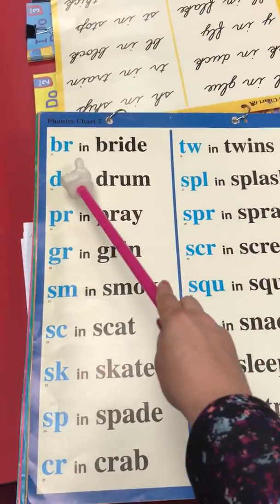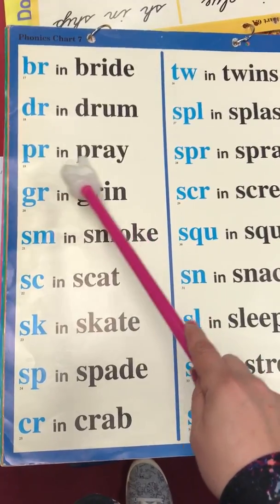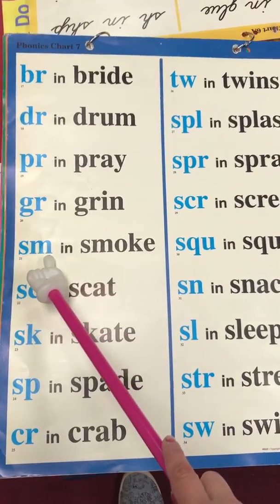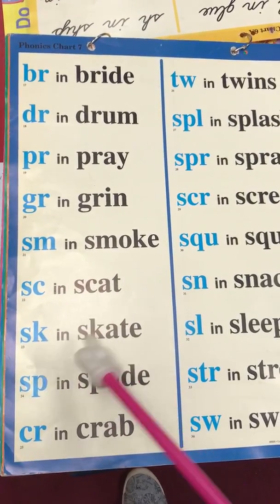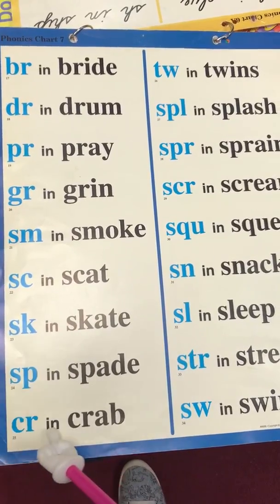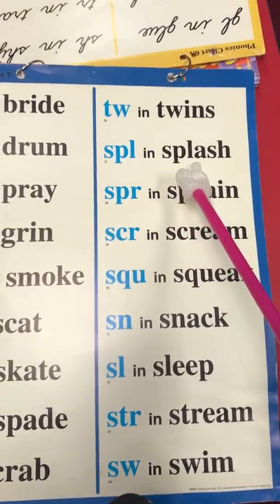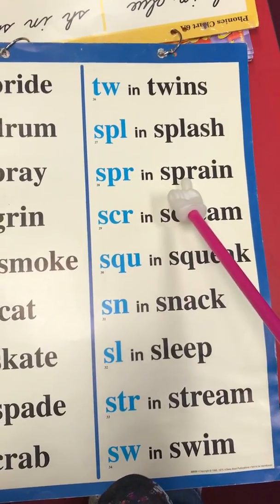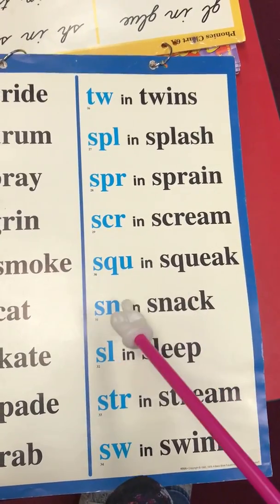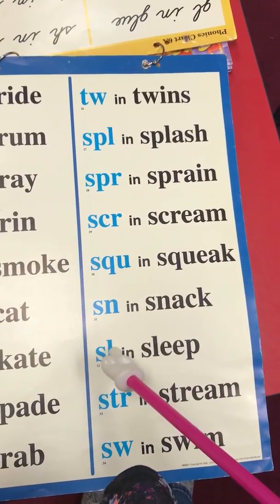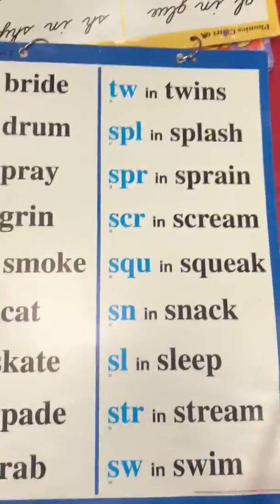Br in bride, dr in drum, pr in pray, gr in grin, sm in smoke, sk in scat, sk in skate, sp in spade, cr in crab, tw in twins, spl in splash, spr in sprain, scr in scream, squ in squeak, sn in snack, sl in sleep, str in stream, and sw in swim.